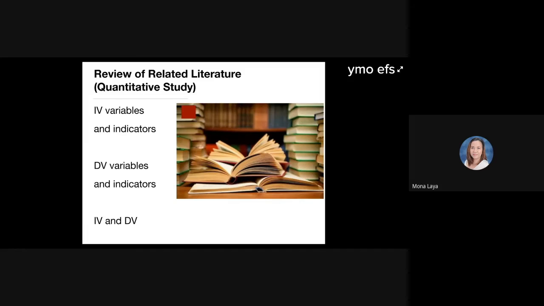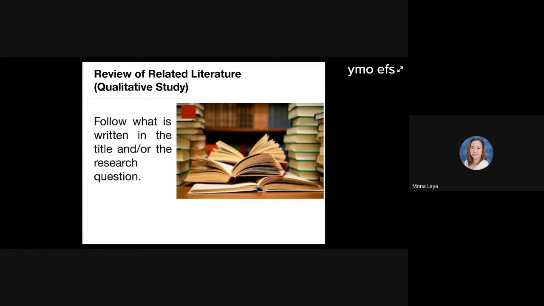That is okay. It's important when you do the checking for the review of related literature that whatever variables are mentioned in the statement of the problem and the indicators should be reflected in the review of related literature. It should be visible. Okay?